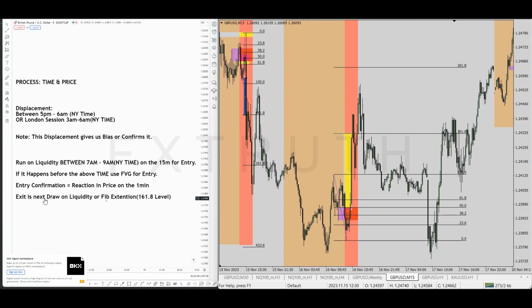Now, our exit is going to be the next draw on liquidity, which is going to be a previous high or a previous low, or a fib extension, which is the 161.8 level. So you can see the consistency of the examples I just shared with you. And these are just recent price action. You can backtest this as far as you want, probably even using TradingView for your own use case. But this is me just telling you that this particular strategy actually works.